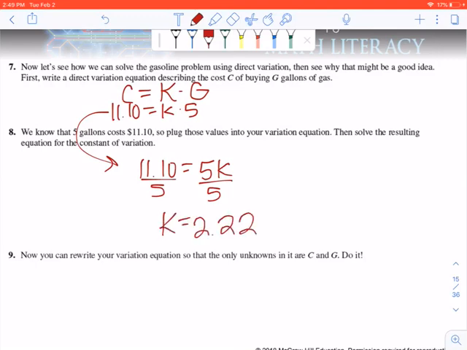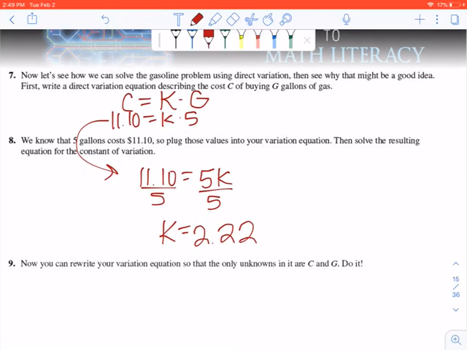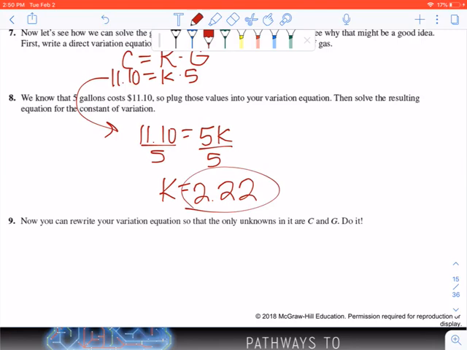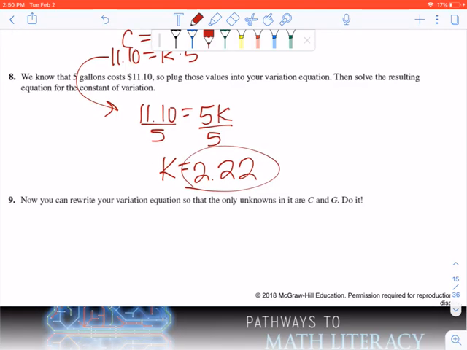2.22 for K. So again, we set up this equation because the cost is equal to the amount of gallons times the amount per gallon. So that's why we set it up as that constant times the number of gallons. That will give you the total cost. And our constant is $2.22, so that means it's $2.22 per gallon.